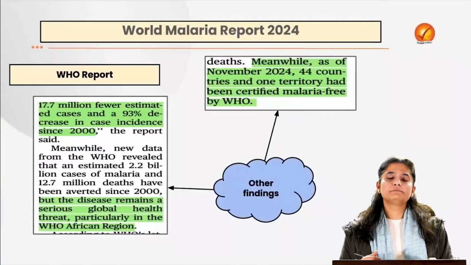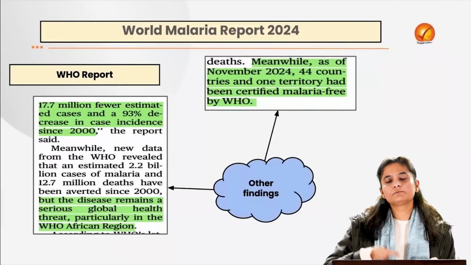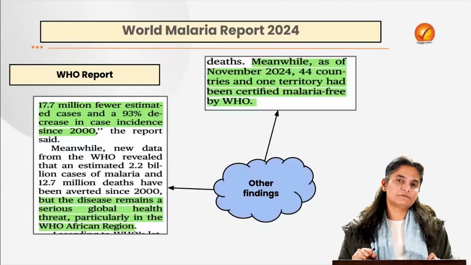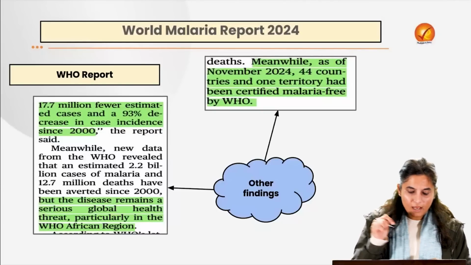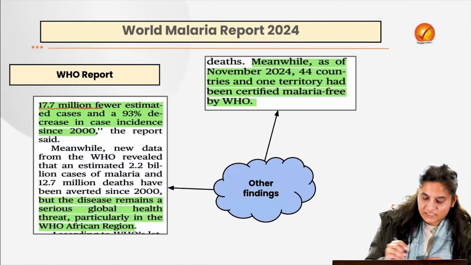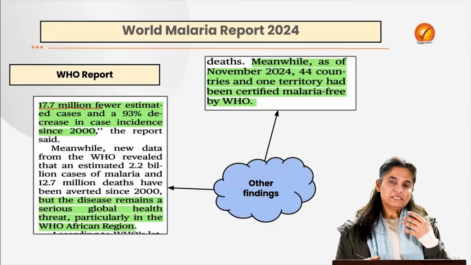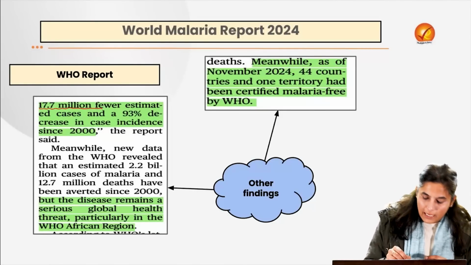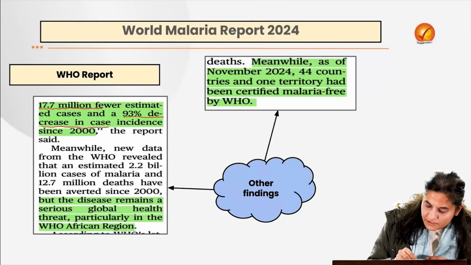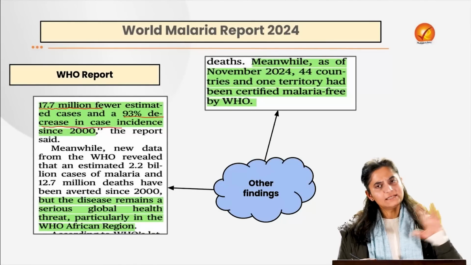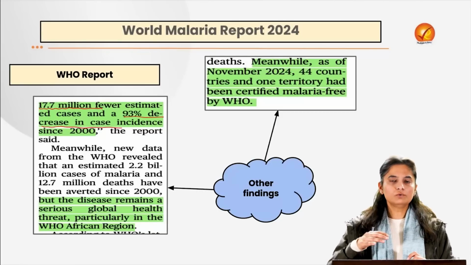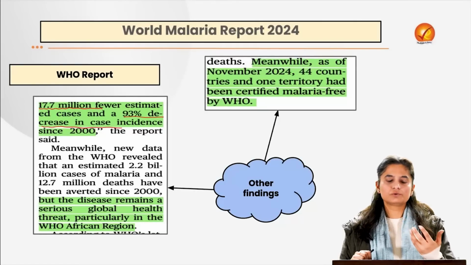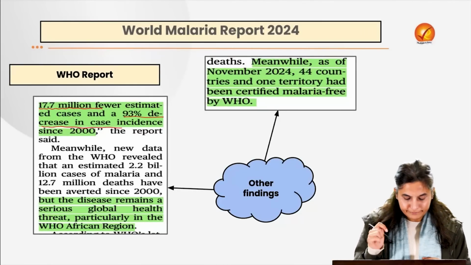Now the success that we have been talking about, the decreased number of cases from 2000 to 2023, the largest share goes to the initiatives and efforts that the Indian government has taken. Almost 17.7 million fewer cases, that means 17.7 million cases have been reduced, and almost a 93% decrease in case incidence has taken place from 2000 to 2023. So this was the part which of course shows the positives and a hopeful future.